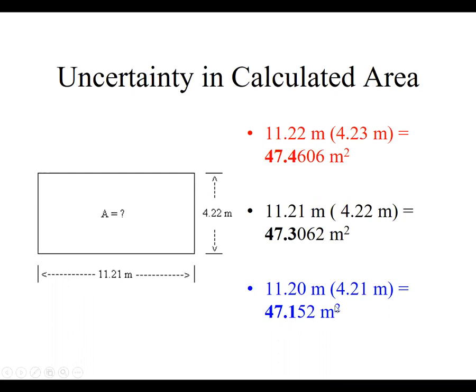47.152 square meters. Now, if you compare these three numbers, the nominal value, compare that with the upper limit in red and the lower limit in blue, and you see that they differ by much more than merely a 10,000th of a square meter. They differ much more widely than that. So, you know, the upper limit is far more than 47.3063.